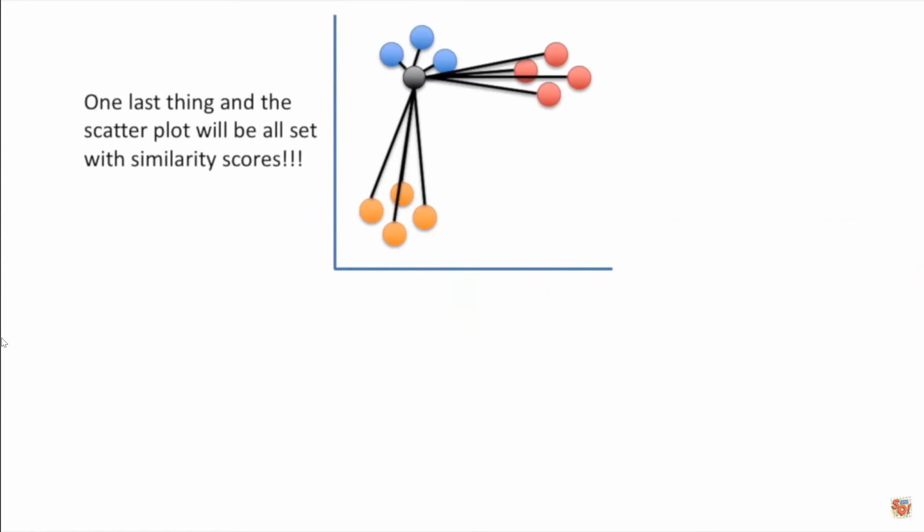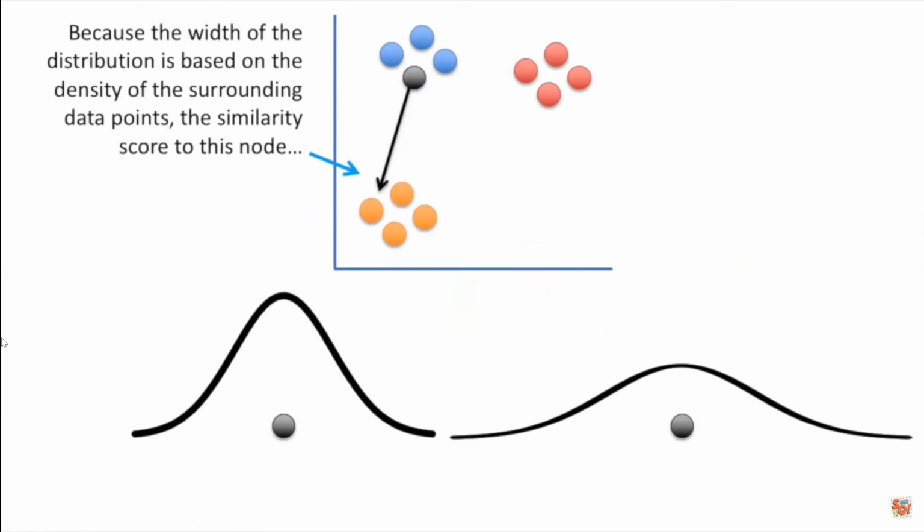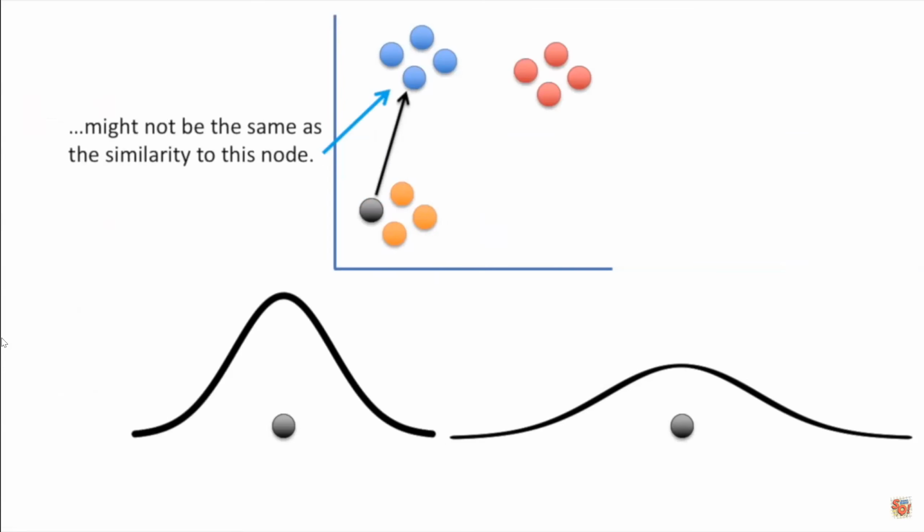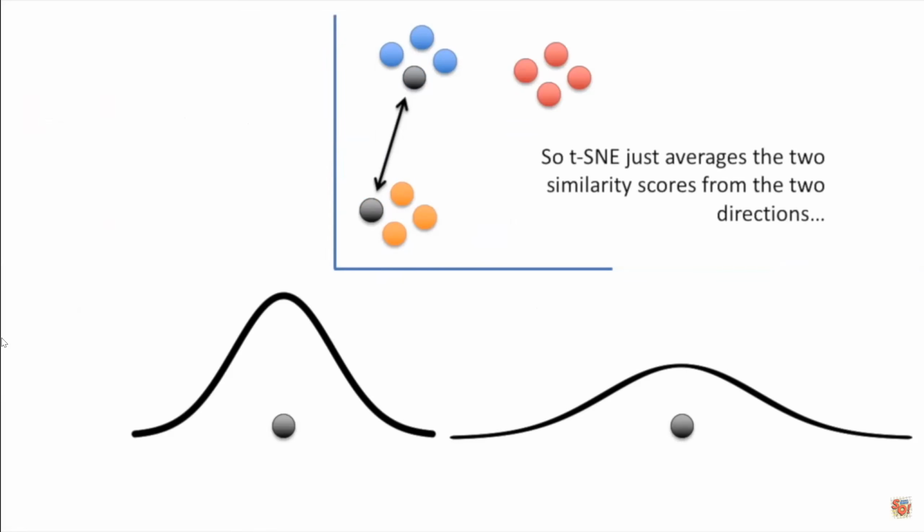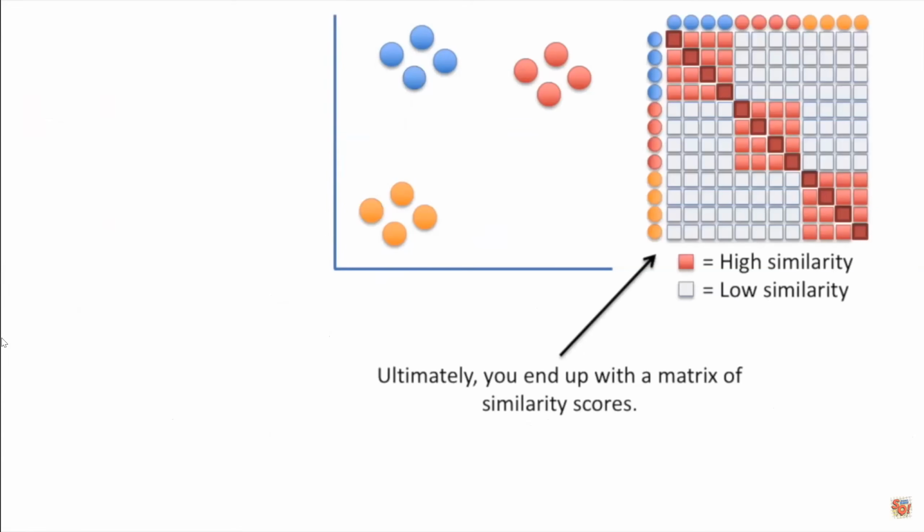One last thing, and the scatter plot will be all set with similarity scores. Because the width of the distribution is based on the density of the surrounding data points, the similarity score for this node might not be the same as the similarity to this node. So t-SNE just averages the two similarity scores from the two directions. No big deal. Ultimately, you end up with a matrix of similarity scores.